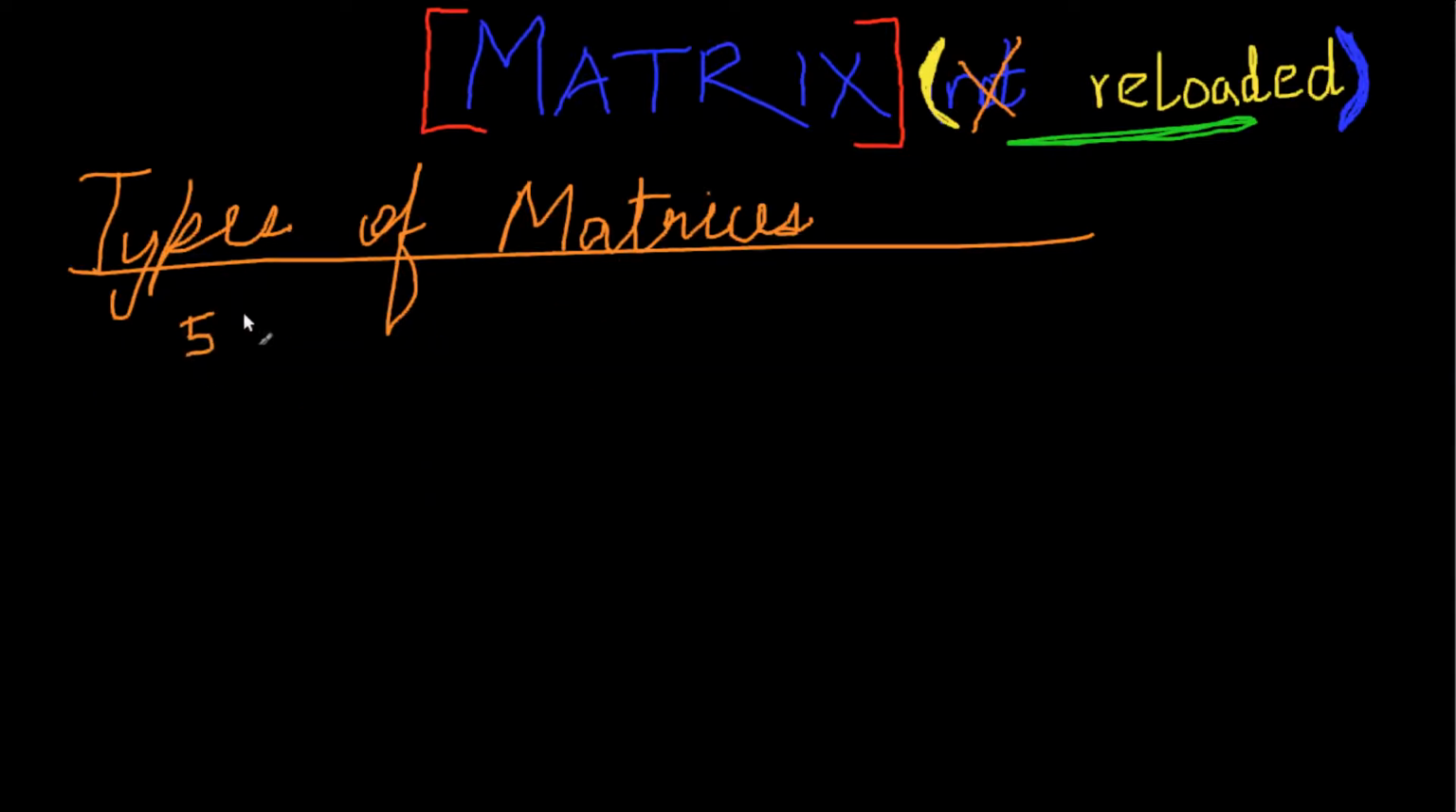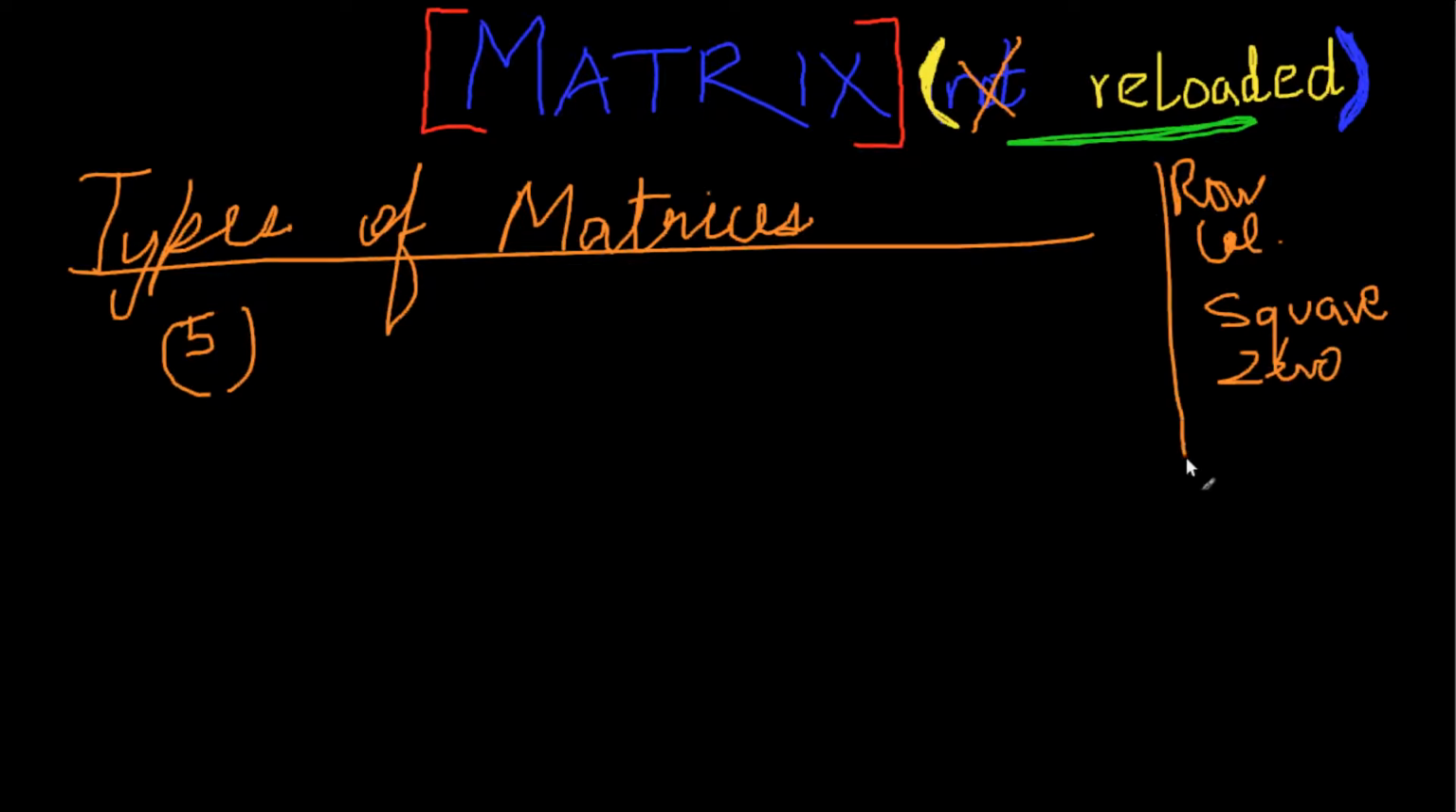So which ones have we done so far? We've done row, we've done column, and we've done square. These are the ones which we've done so far.